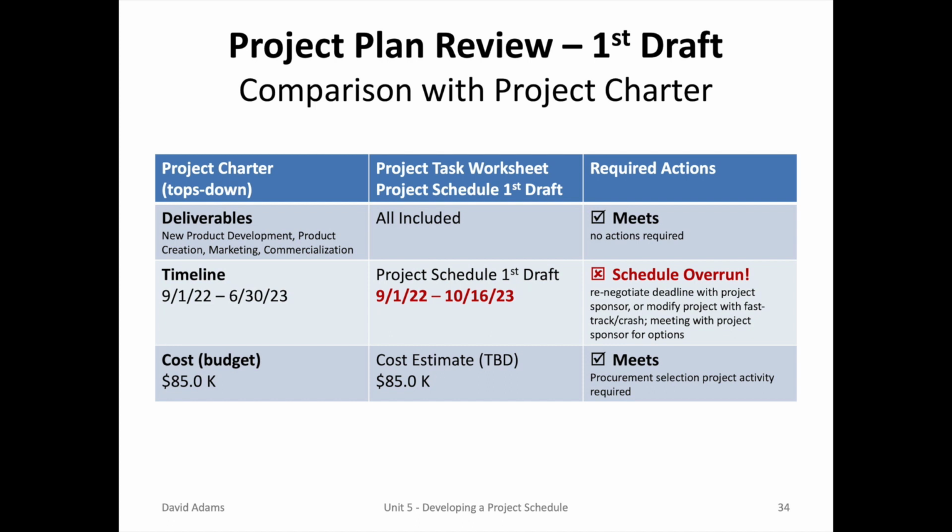With the first draft of the project schedule, the project manager will compare the project schedule with the project charter. In our situation, we have the deliverables, timeline, and cost to consider. All the deliverables were included, which meets the charter. The timeline, however, as we already indicated, has a schedule overrun. And the cost, as far as we can tell, is still on budget. So what are we to do? We're probably going to have to renegotiate the deadline with the project sponsor or modify the project with fast track and crash. We'll have to have a meeting with the project sponsor to discuss those options.